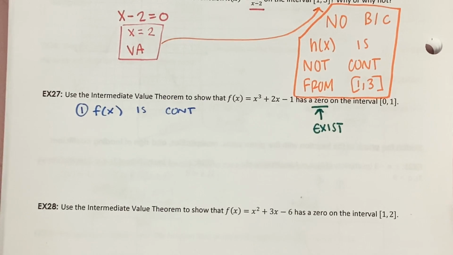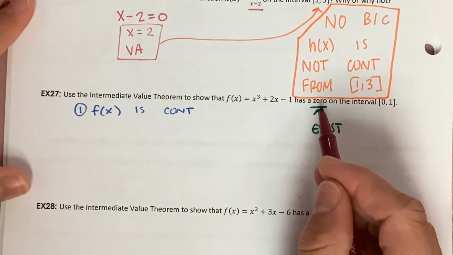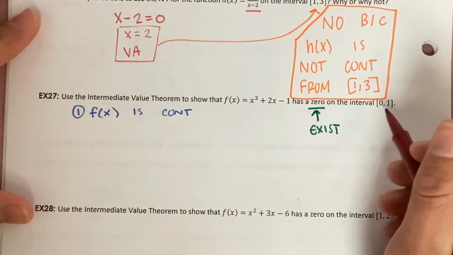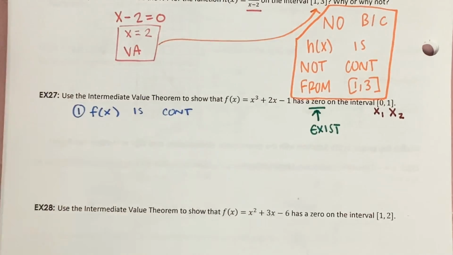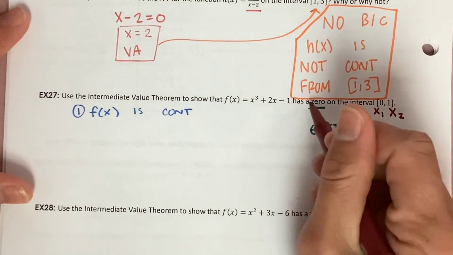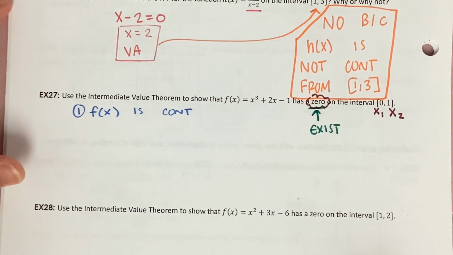All right, the next thing we have to prove is that 0 exists. So we need to figure out our y values. So this is x1, this is x2, because it's talking about an interval. So 0 and 1 are x's, and we have to figure out our y values of these x's to see if 0 is between them.